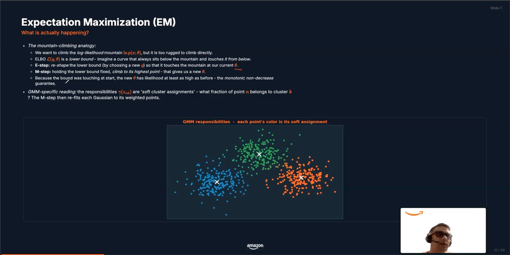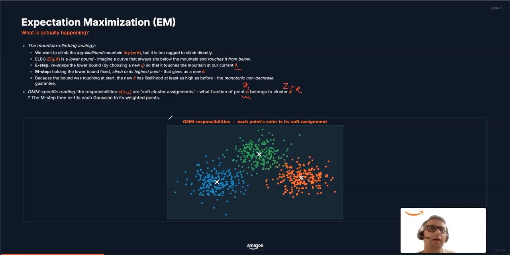Like I said, and also what we saw from the figure, it is almost guaranteed that the likelihood will not decrease. It may not increase, but definitely will not decrease. This is also something that I had explained in the beginning of this topic. The responsibilities are soft cluster assignments: what is the fraction of the points n, that is the xi's, which belong to z equal to k. So the M step will refit each of these Gaussians.